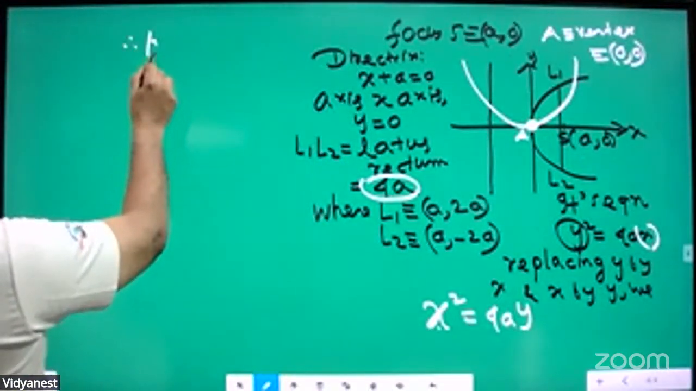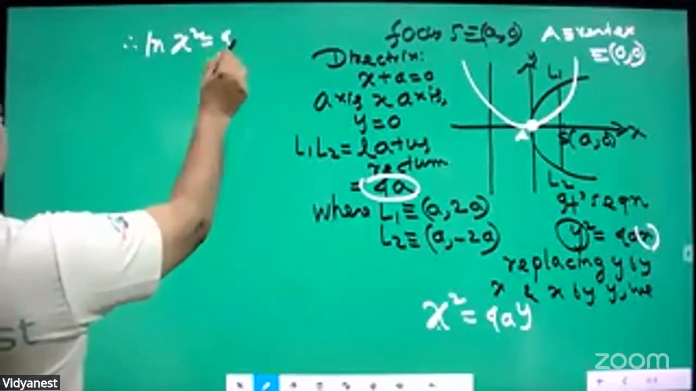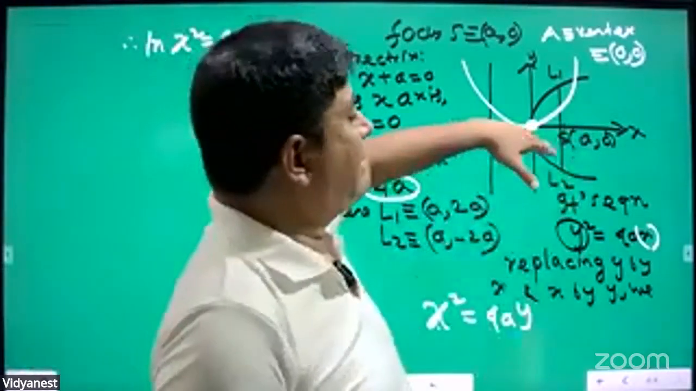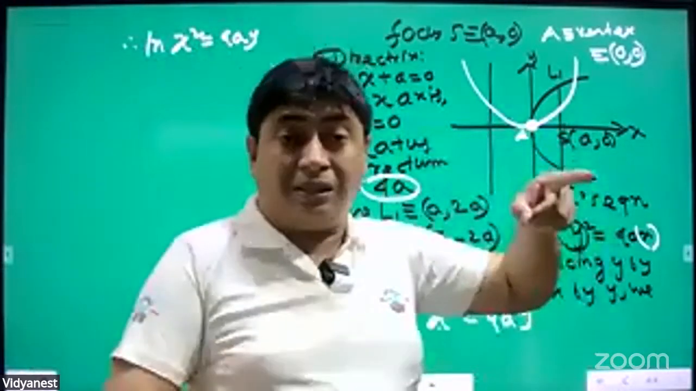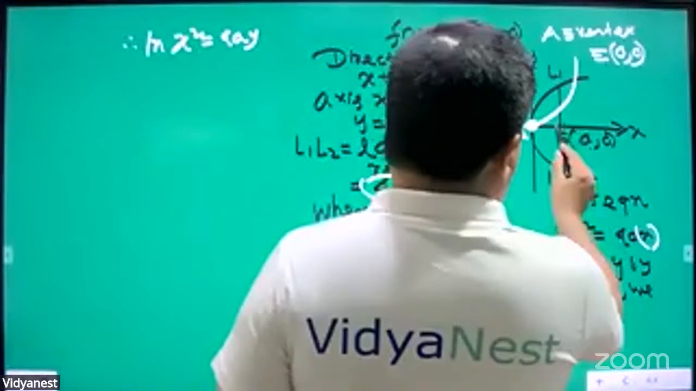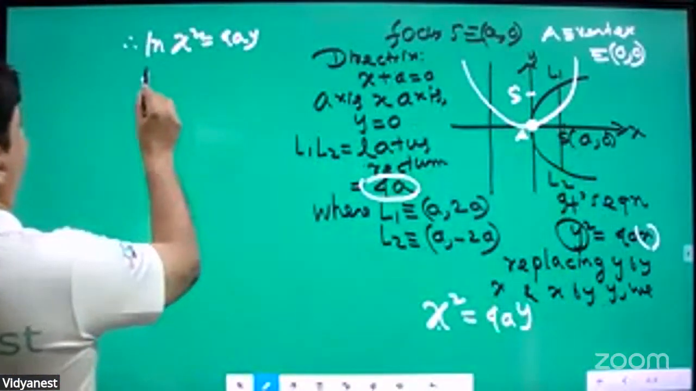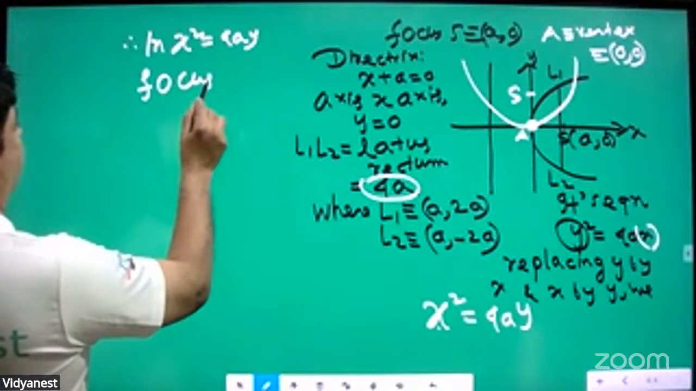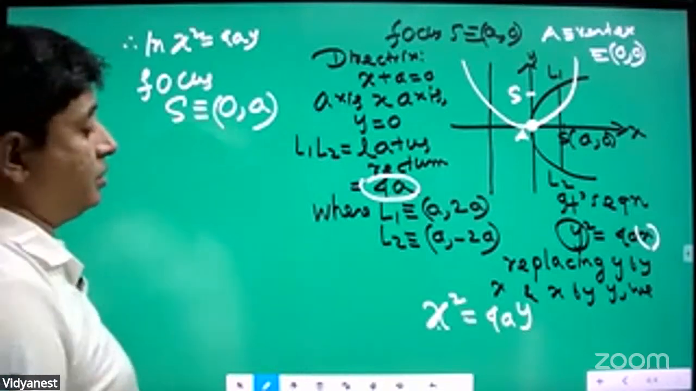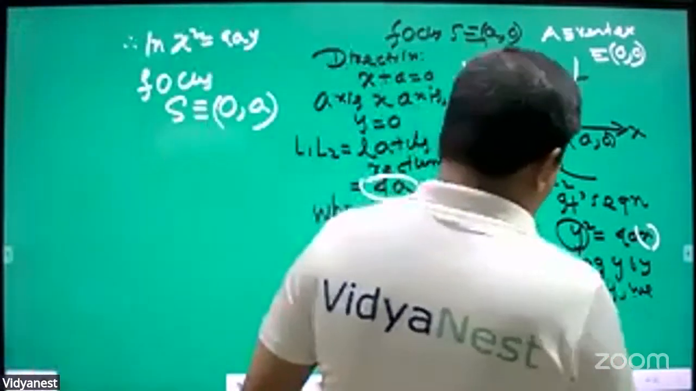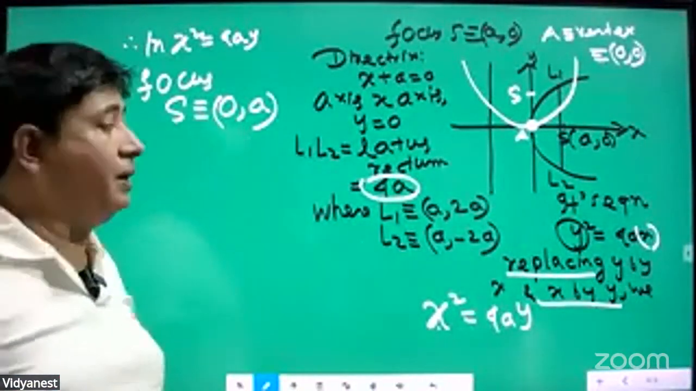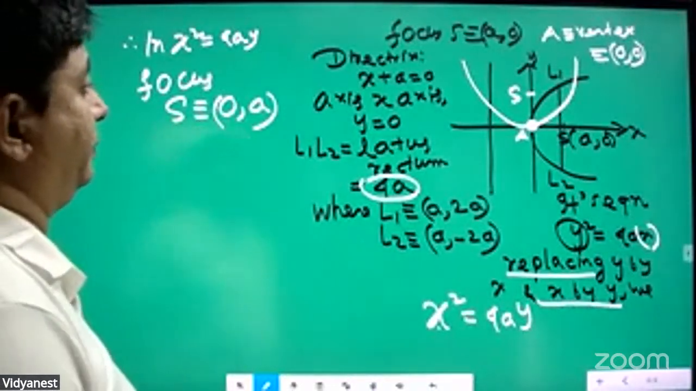So in x square is equal to 4ay, see in y square is equal to 4ax, focus was lying on x-axis. Now as the figure is reversed, focus will lie on y-axis, that a comma 0 will become 0 comma a. Focus S will be 0 comma a. Why? Because you got the trend that y was replaced by x and x was replaced by y.